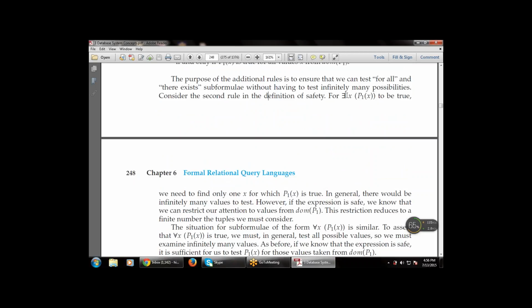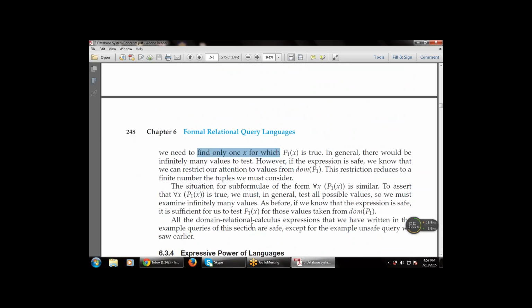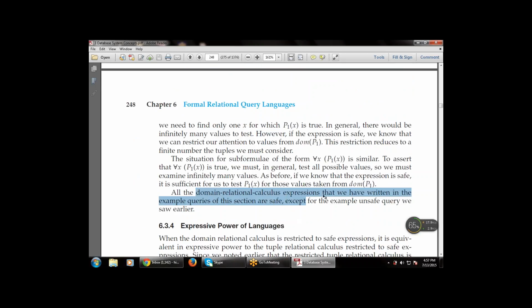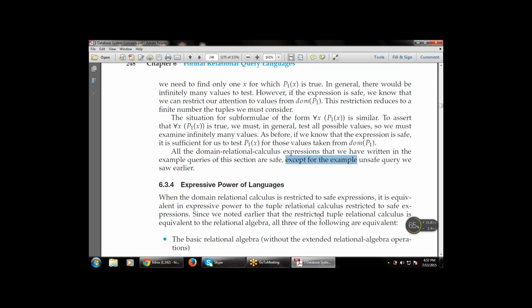Now, for there exists x P1(x) is true, we need to find only one x for which P1(x) is true. In general, there will be infinitely many values to test. So all the domain relational calculus expressions that we have written in the example queries of this section are safe, except for the example unsafe query that we saw earlier.